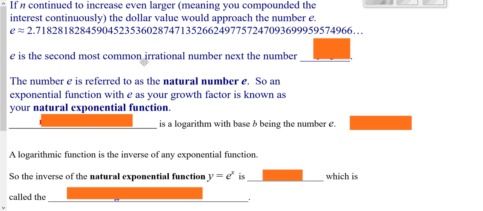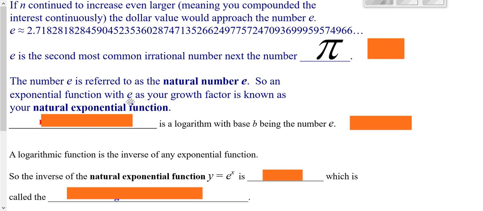Now, e is the second most common irrational number next to the number pi. Mathematicians have no idea why pi and why e keep showing up in so many unrelated areas of mathematics, but they do know they keep showing up. So they both have special names. Yes, pi shows up in more things other than just circles and trig stuff. Pi shows up in many other things, but we are not getting into that. Same idea with e. e shows up in so many things in mathematics. The number e is referred to as the natural number e.